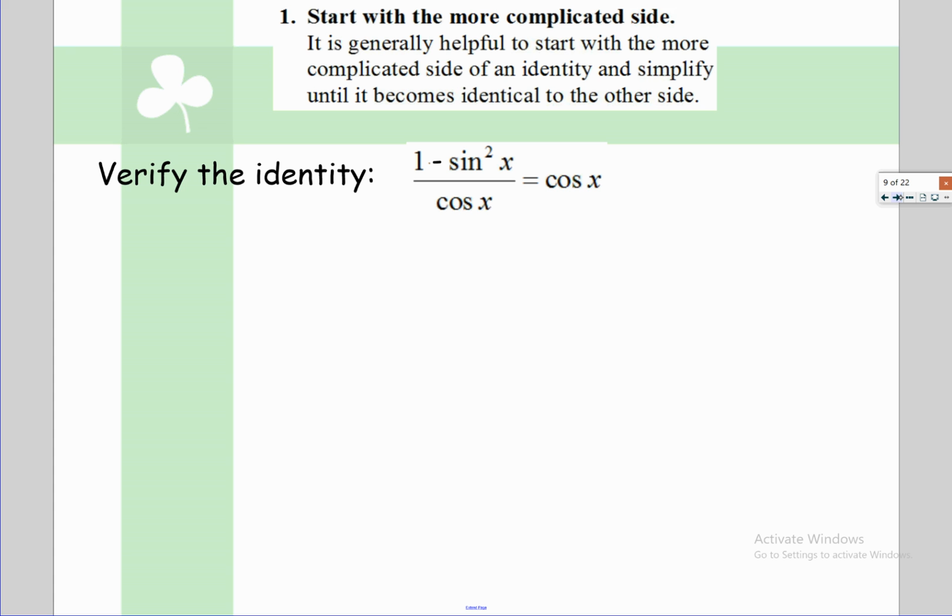We're trying to make one side look like the other side. The hint at the top here is to work with the more complicated side. The more complicated side, the one with more stuff going on, gives you more opportunities to reduce and simplify, swap out an identity, that sort of thing. So we're going to work on the left side in this problem.